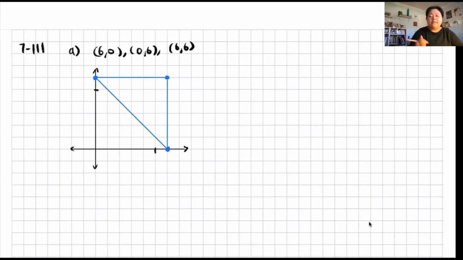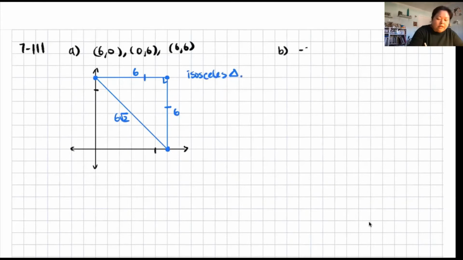Now when I connect the points, I can see that this is 6 units, this is 6 units, this must be 6 root 2 because we know this is a right angle here. So it's a 45, 45, 90. But most importantly, I have two congruent sides. So this is isosceles. So yes, isosceles triangle. Okay, all right. What about B?